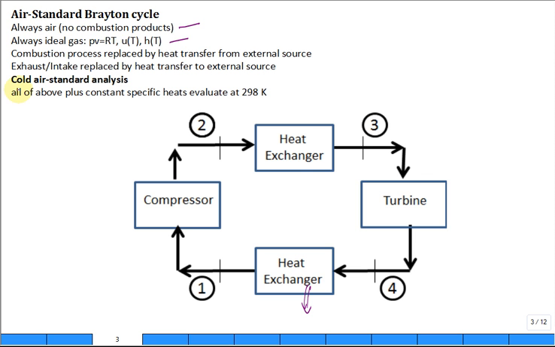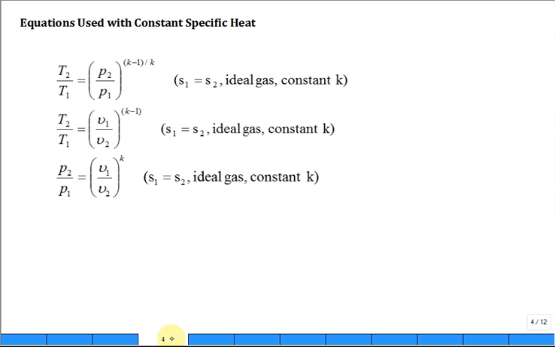And if you do the cold air standard, the cold just adds that you use constant specific heats, typically evaluated at 298 K, 25 degrees C. You use these equations just like in the Otto and Diesel, but this is the most used equation for the Brayton cycle because you have a pressure ratio across the compressor, so P2 over P1 is often given. It's not a compression ratio, but a pressure ratio. So this is the one that we use a lot for the Brayton cycle analysis using constant specific heats.